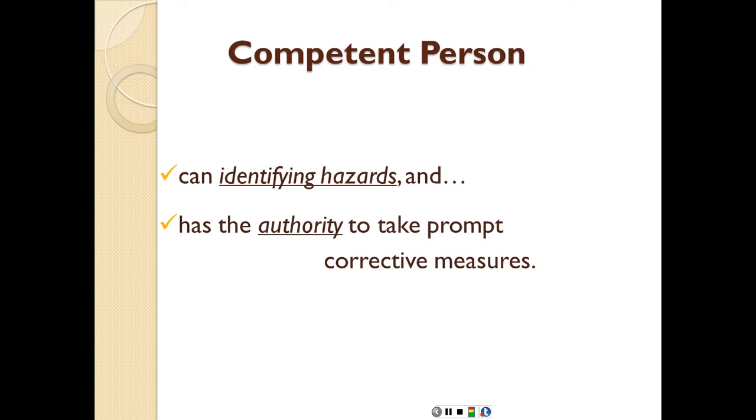have the authority to take action to maintain a safe workplace or to prompt the corrective measures. So the two major conditions for a competent person, above and beyond being qualified and being authorized, is they can identify the hazard and they have the authority to take prompt corrective measures.